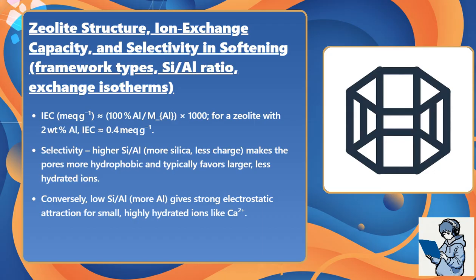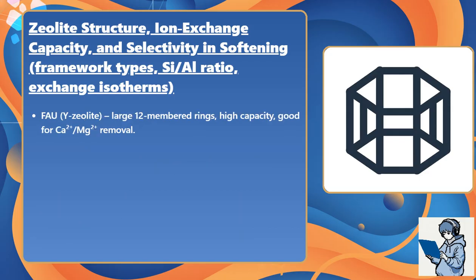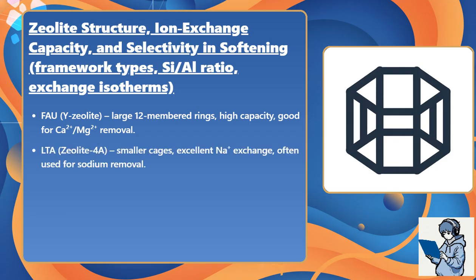Common framework types used for softening are FAU, also called Y-zeolite, large 12-membered rings, high capacity, good for calcium and magnesium removal. LTA, zeolite 4A, smaller cages, excellent sodium exchange, often used for sodium removal.